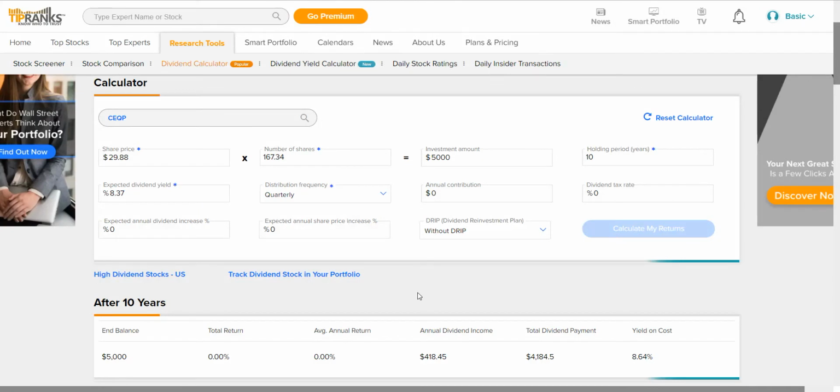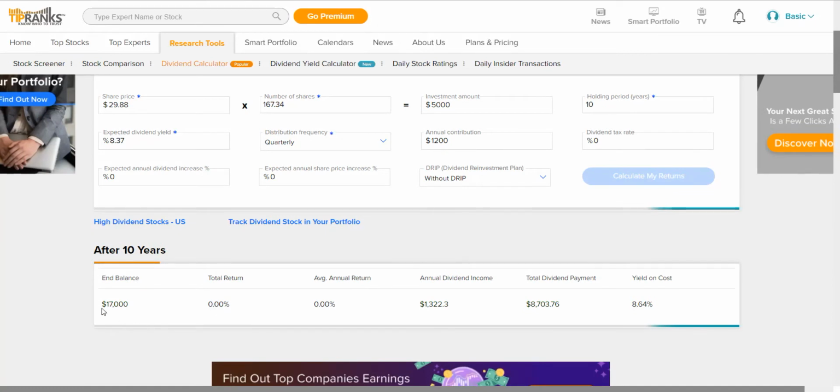Now I want to show you what a difference it makes if you add as little as $100 a month to your portfolio. So we're going to go to annual contribution and we're going to add $1,200, which is $100 a month, and we are going to recalculate this. So now our ending balance is $17,000, which really is just the $5,000 that we initially invested plus $100 a month, which over 10 years is actually $12,000. So that's $17,000 total. So that's all still just your money that you invested.